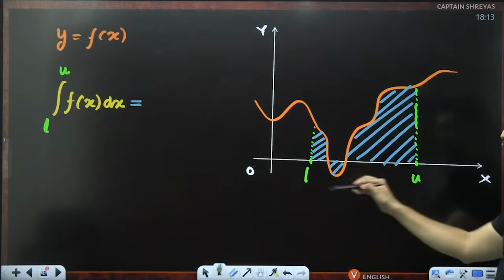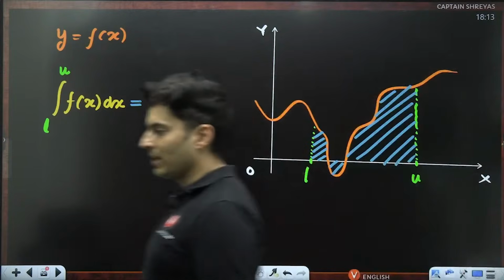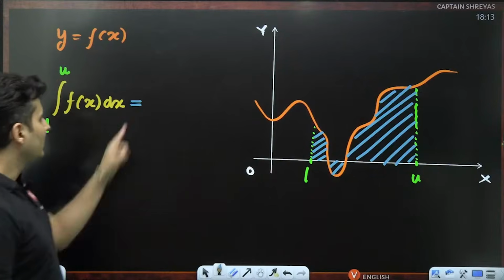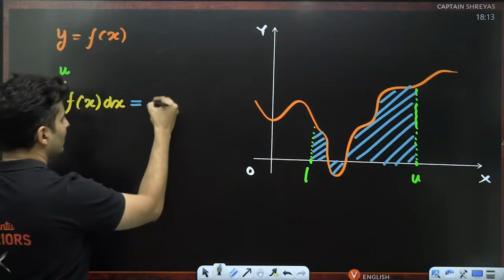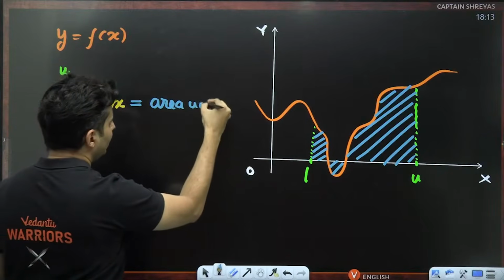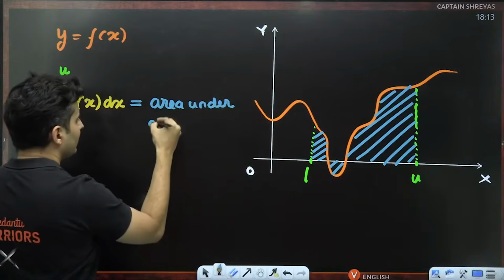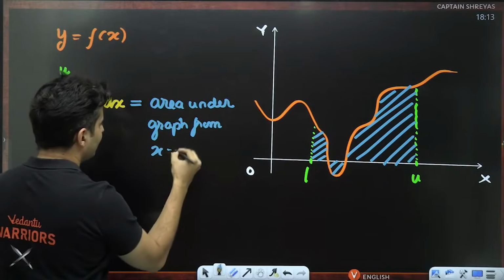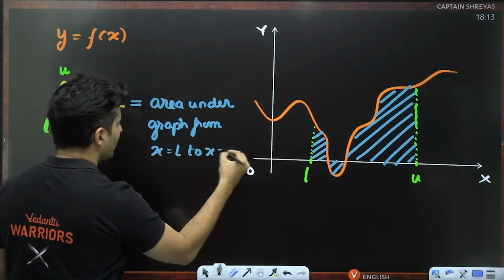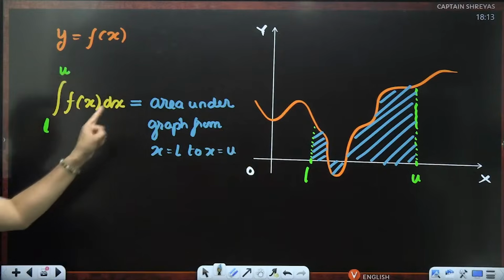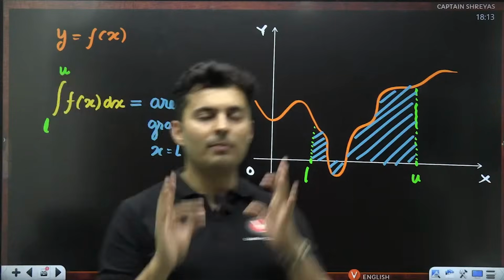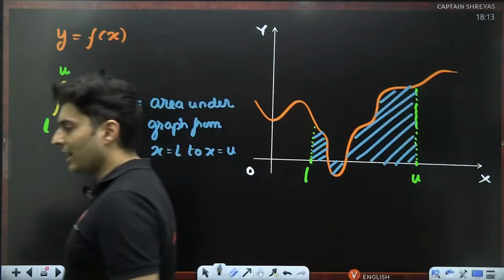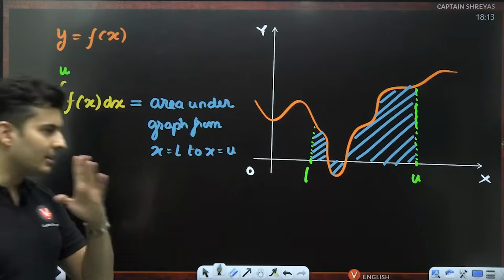Including this part. Whatever area is there over here, from L to U is the value that you get over here. So this is basically the area under the graph from x is equal to L to x is equal to U. This is what definite integration actually represents, the area under the graph or the area under the curve.